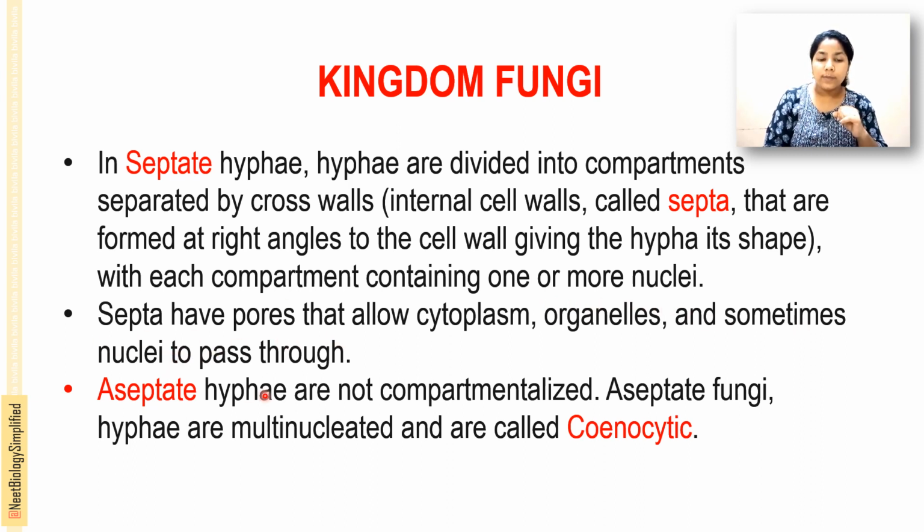Aseptate hyphae are not compartmentalized, that means there are no cross walls or septa, and they are not separated. In aseptate fungi, hyphae are multinucleated and are called cenocytic. That is, no cross walls, no septa, no divisions or separations, right? They are multinucleated and called cenocytic.